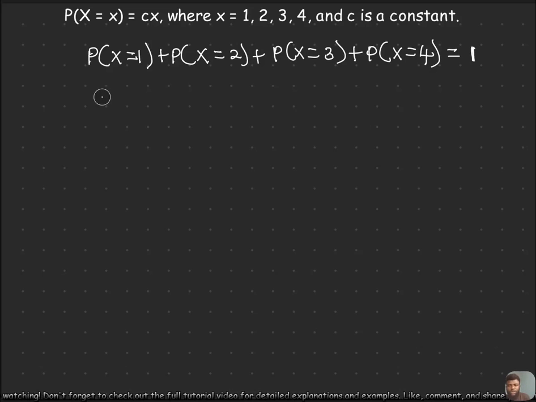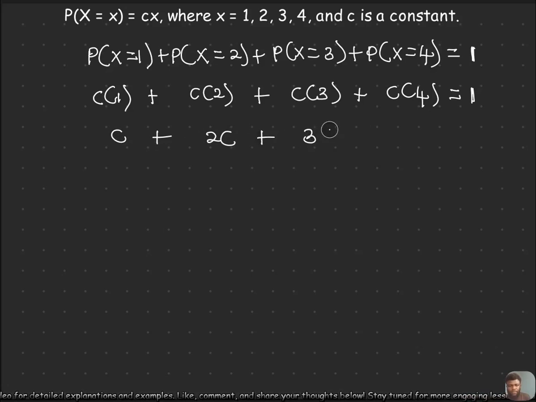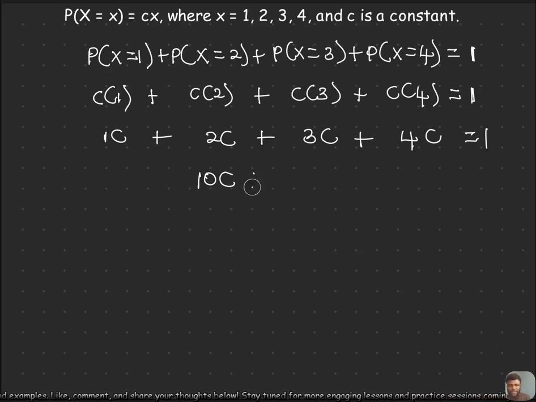So we are using that to evaluate this over here. That is going to be c, with x now becoming 1, plus c times 2, plus c times 3, plus c times 4. We are saying it should be equal to 1. Using a little algebra, c times 1 gives us c, c times 2 gives us 2c, plus 3c, plus 4c, all giving us 1. The coefficients: 1 plus 2 gives us 3, 3 plus 3 gives us 6, plus 4 gives us 10. So all these give us 10c equals 1.